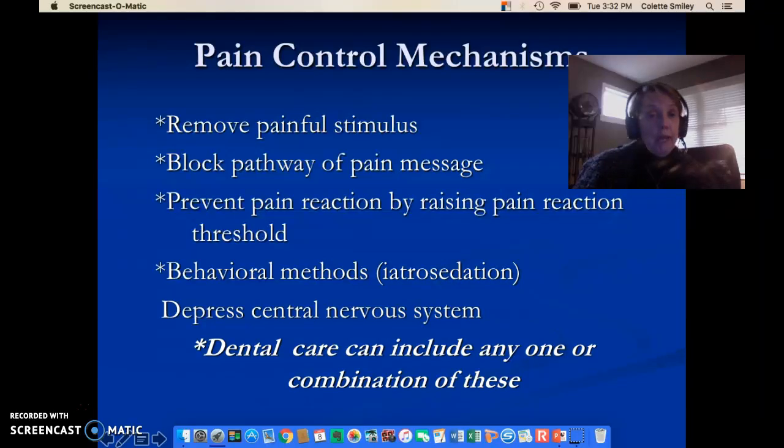How do you control pain? Well, remove the painful stimulus. If you have your hand on a hot stove, you take your hand off the stove. You've removed the painful stimulus. Block the pathway of the pain message. That's what you're doing with local anesthesia. Prevent a pain reaction by raising the pain reaction threshold. That's what we're going to do with nitrous oxide sedation.